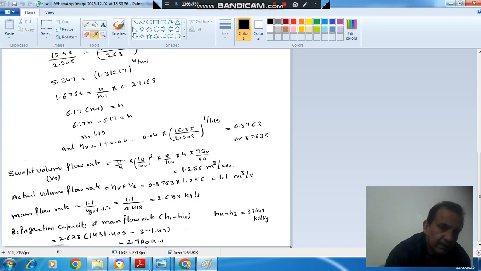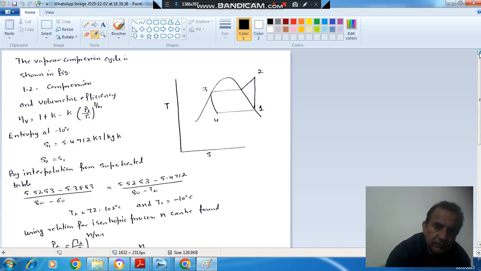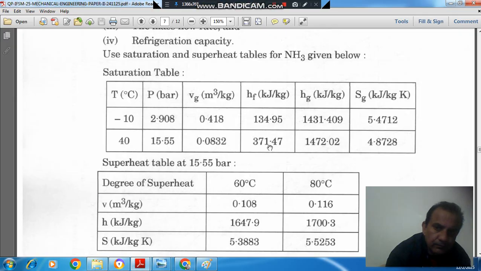Okay, and the refrigeration capacity is mass flow rate into change in enthalpy. So that is H1 minus H4. H1 is corresponding to this point. This point is the saturated vapor enthalpy at minus 10 degrees Celsius. So that is 1431.409.